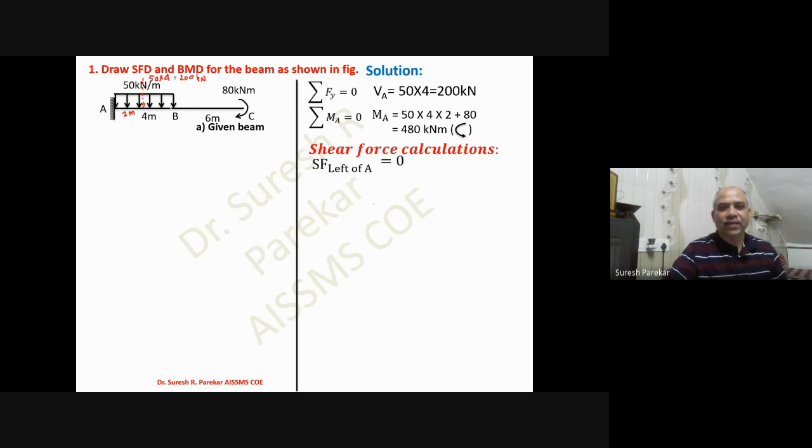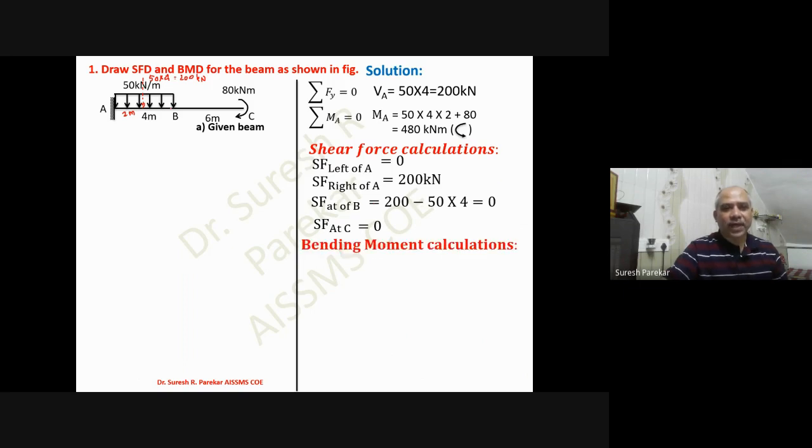You can see that left of A we have 0, right of A we have 200 kilonewton, and the shear force at B is 200 minus 50 into 4, which is 0. Then for shear force at C, from B to C we do not have any load, so we get 0. Then we have the bending moment calculations. As we have a couple at A, we take left of A and right of A, then B, which is the end of the UDL, and then left of C and right of C, because in case of bending moment we have to take left and right of a couple.